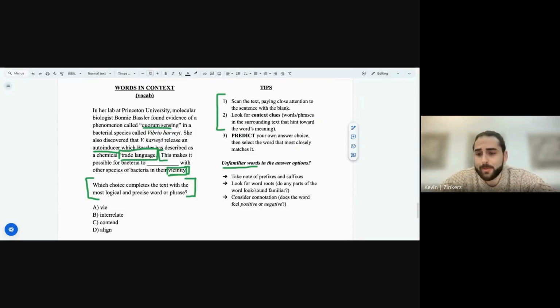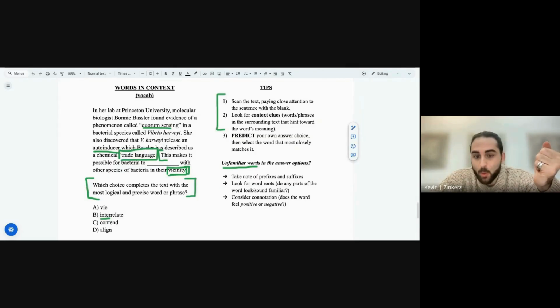So take note of any prefixes or suffixes that you see. Prefixes are those little chunks of words that come before, and suffixes are the ones that come after, that give you a general sense of what that word could mean. So for instance, if I take a look at these answer choices, "inter" is an example of a prefix. "Inter" means like between. So that can give you at least a little bit of a hint as to what the word means.